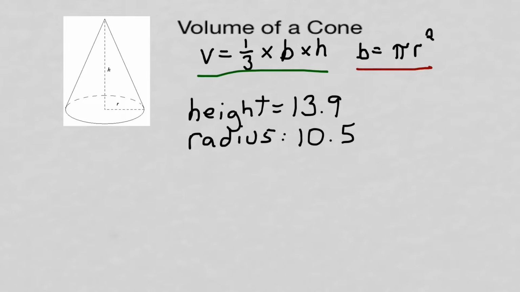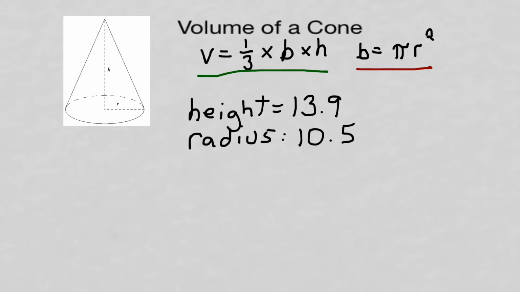Since we did this last time, I'm going to do two examples. I'm going to try to explain to you how to put this in your calculator all at once and be done with the problem. All right, same formula. Volume equals 1/3 times base times height. But the base is figured differently. Like I said previously, it's pi r squared.